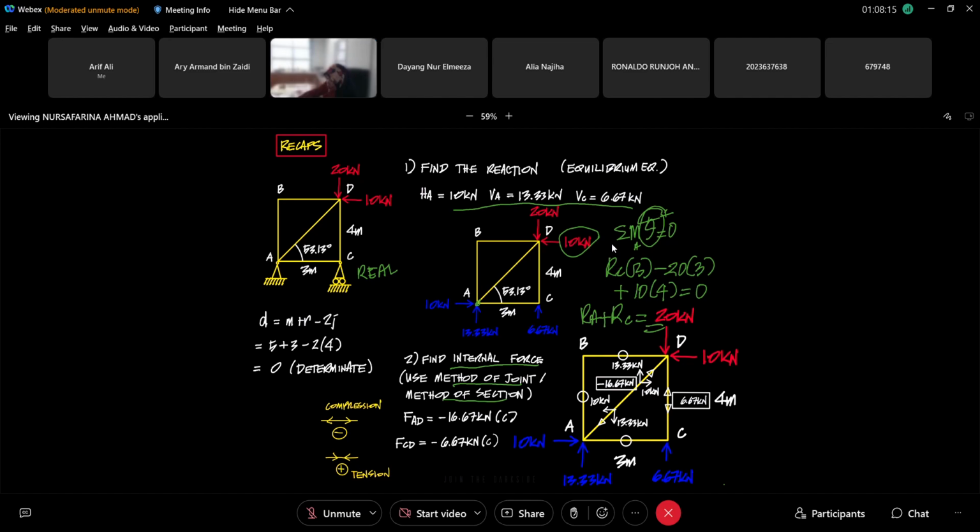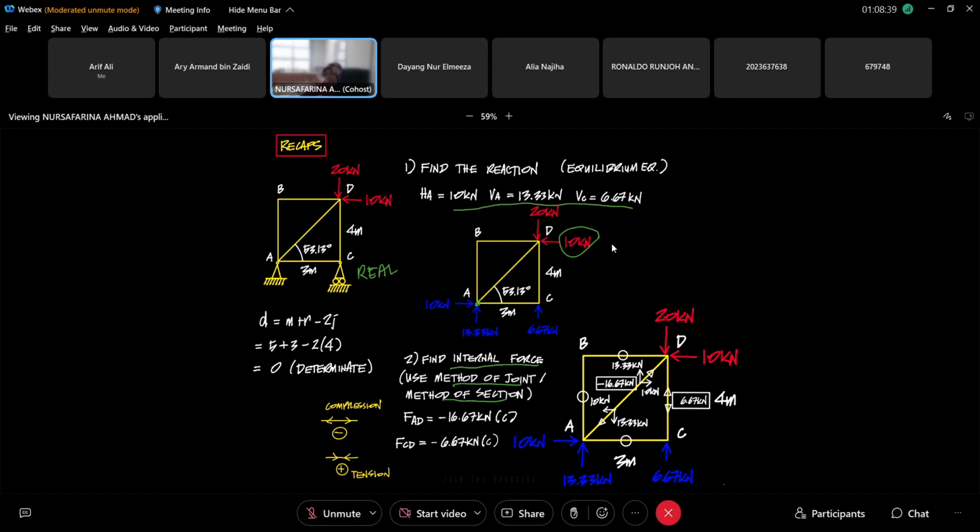So I don't know if you have learned back in diploma. But I'm not sure your lecturer taught you this particular method of joints. But I will use this part as my lecture.